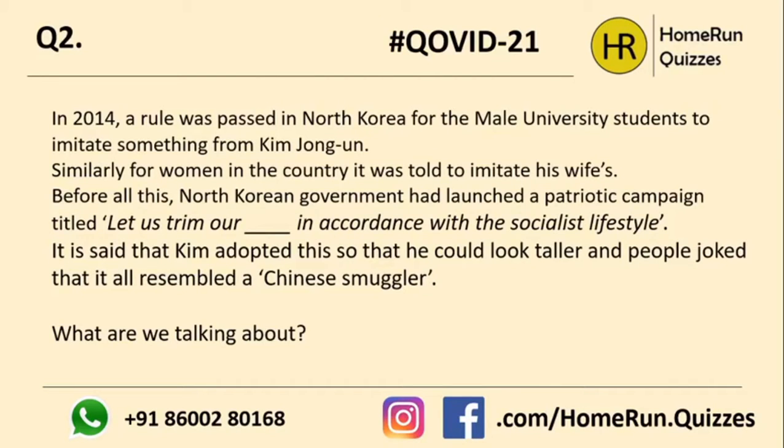So in 2014, a rule was passed in North Korea for male university students to imitate something which resembled the leader Kim Jong-un. Similarly, women in the country were told that they should resemble something from his wife. Before all of this, the North Korean government had launched a patriotic campaign titled "Let us trim our dash in accordance with the socialist lifestyle." It is said that Kim adopted this so that he could look taller, and people later joked that it looked like a Chinese smuggler. Okay, so what is the thing that we are talking about here?